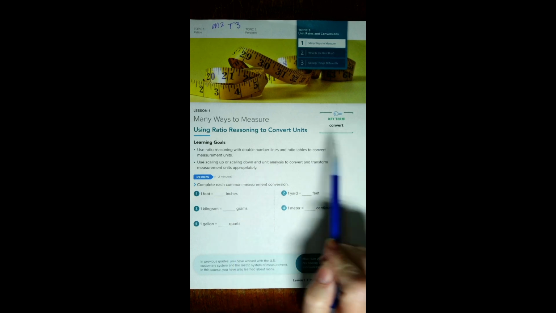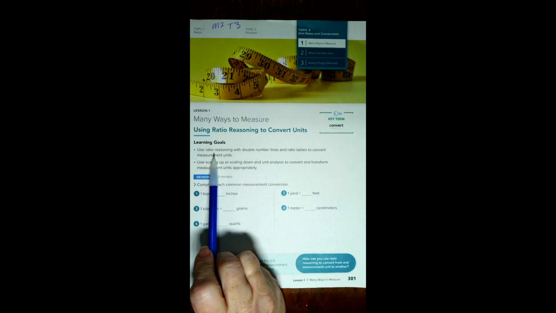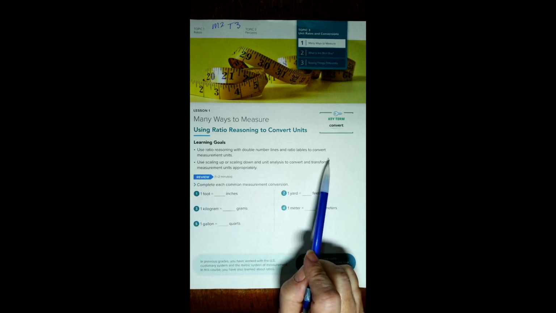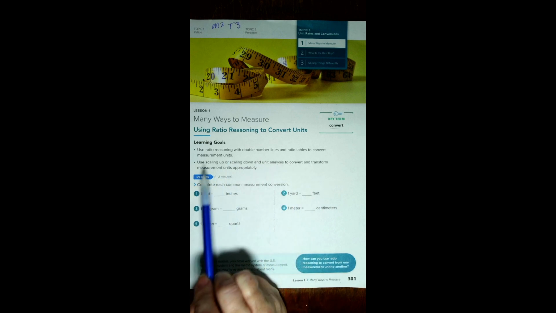We are moving on in Module 2, Topic 3. We are in Lesson 1, starting on page 301. This is our introduction. Key term, convert. So we're going to be changing from one thing to another. Learning goals: use ratio reasoning with double number lines and ratio tables to convert measurement units.